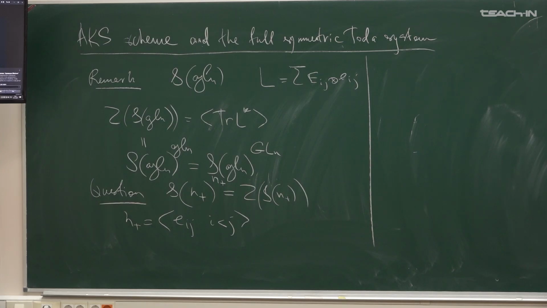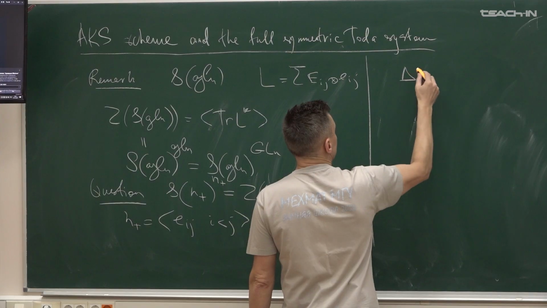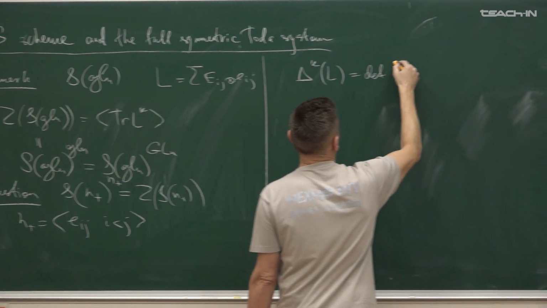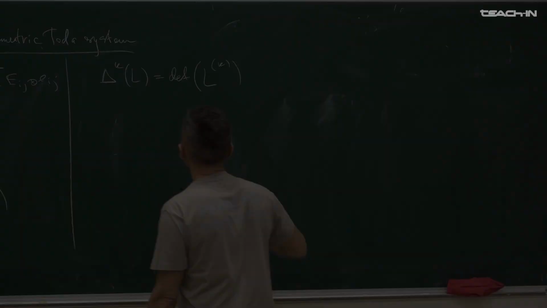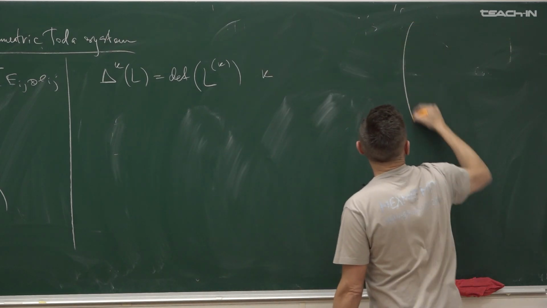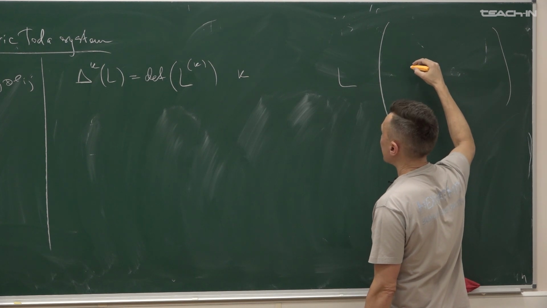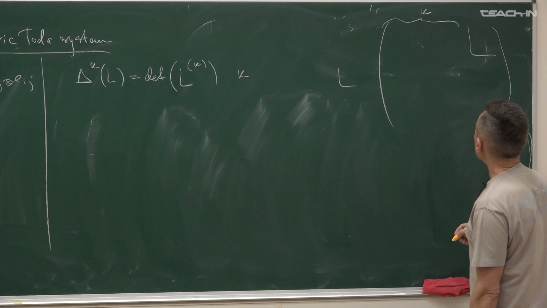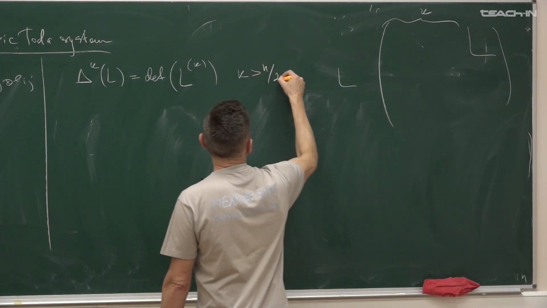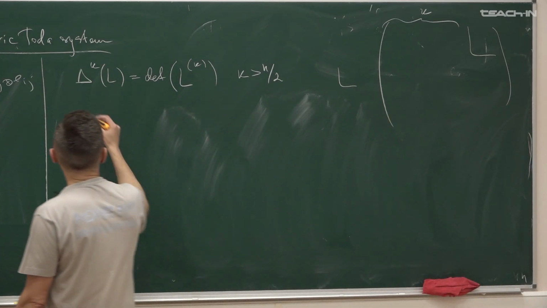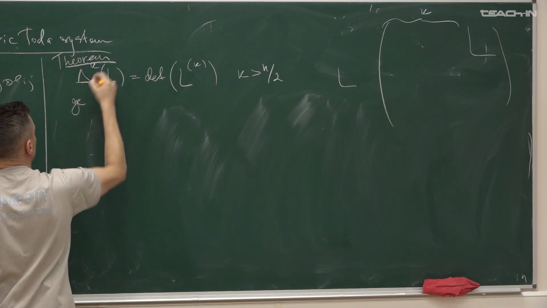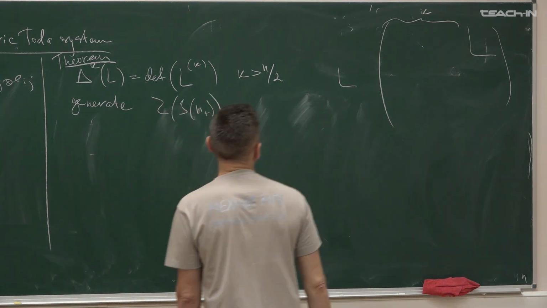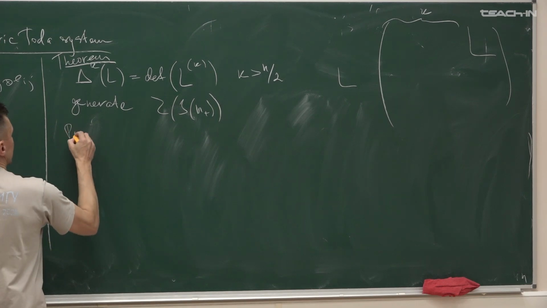And it appears that our chopping procedure, that is, delta k of L, just the determinant of L_k, for k greater than n over 2, generate, so it's this theorem, generate the center Z of S of n plus. How to demonstrate it? Proof.